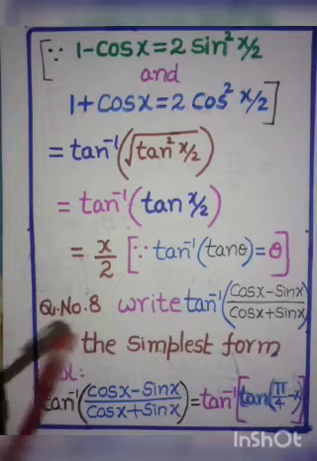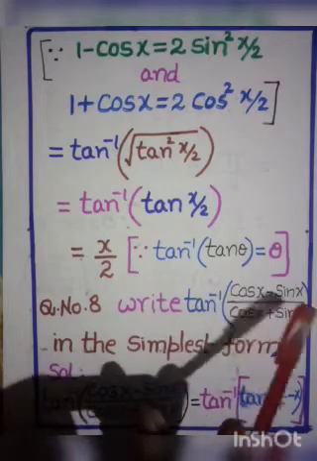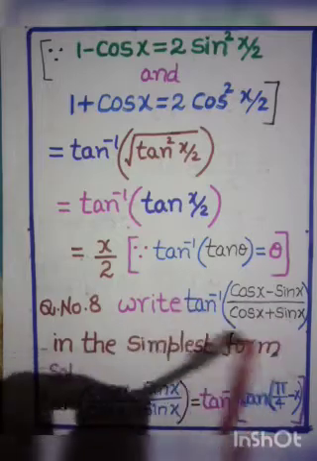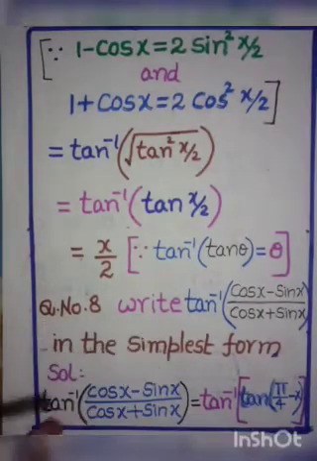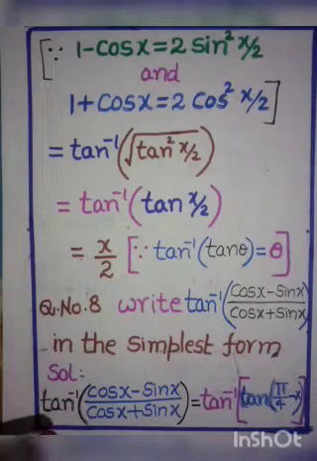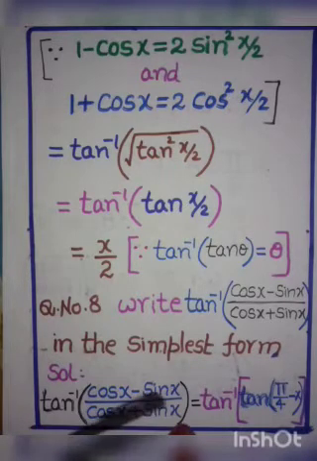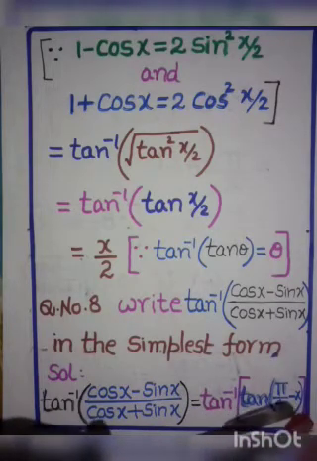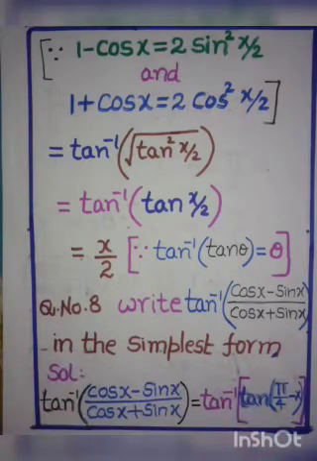Right. Now come to question number 8. Write tan inverse of cos x minus sin x by cos x plus sin x in the simplest form. Here we have to write this inverse trigonometric function in the simplest form. So let us take the given inverse trigonometric function, tan inverse of cos x minus sin x by cos x plus sin x. This is equal to tan inverse of tan of pi by 4 minus x, because this is the formula for tan of pi by 4 minus x. Understood this step, my dear children? Right.